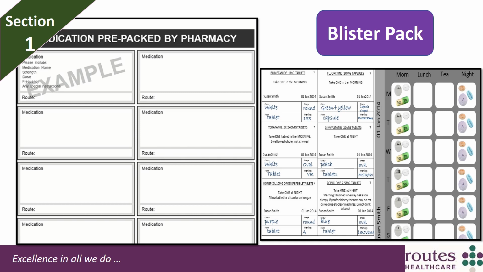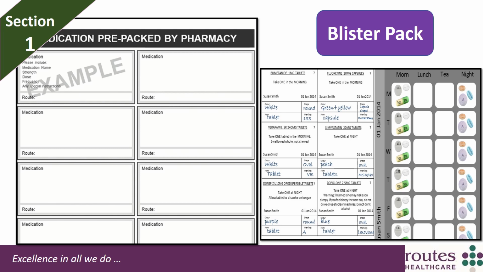Medication pre-packed by pharmacy. As discussed earlier, we know that this is our blister pack information, and this would be under section 1. I've put out an example of a blister pack, and what we're going to do is transcribe every single medication that is in that blister pack onto our MAR chart. Each medication deserves its own box, like so. As you can see, we've made a little example for you, and we need to put down the medication name, strength, dose, frequency, special instructions, i.e. at bedtime or in the morning, and then also the route.